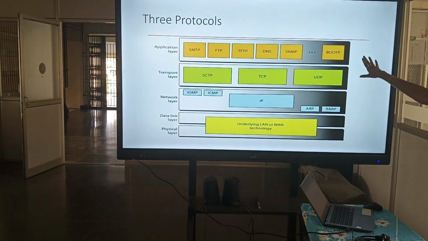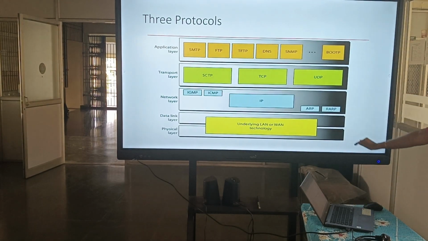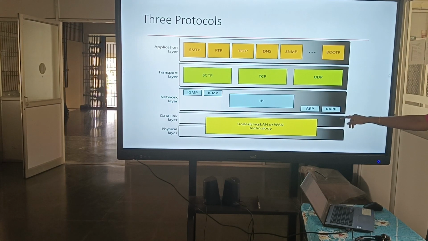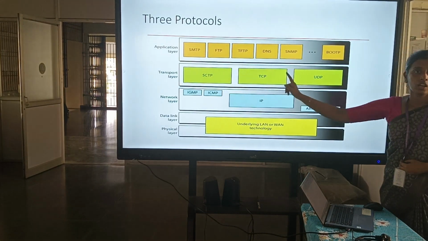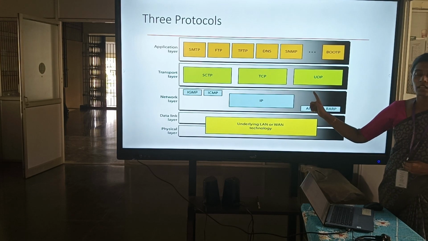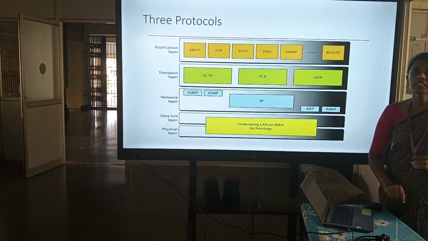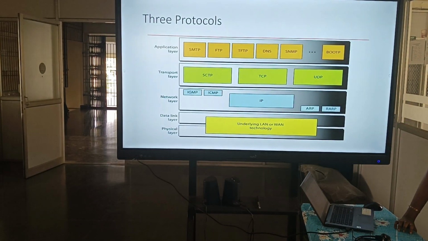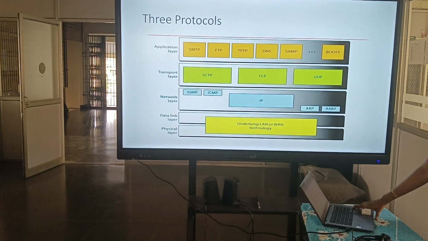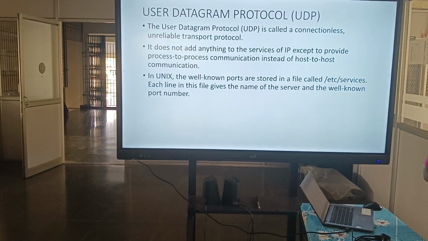This is your TCP/IP protocol. So in TCP/IP you have 5 layers and see the position of your 3 different types of protocols. One is going to be UDP, TCP and SCTP. So first we will see user datagram protocol.